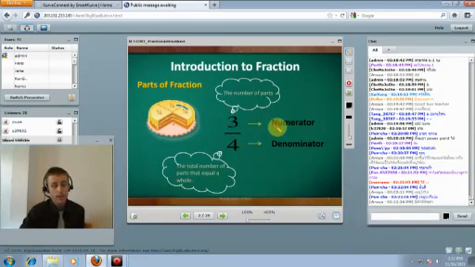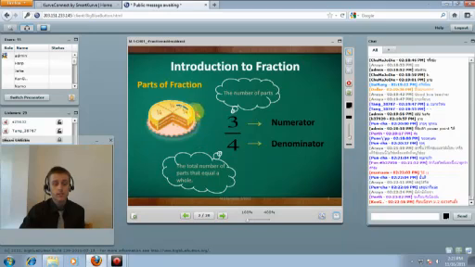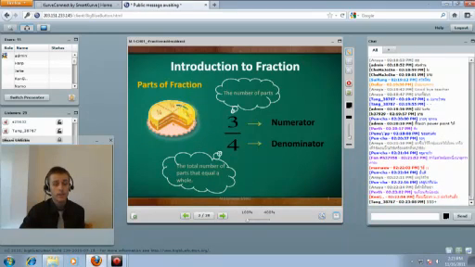The top number in a fraction is called the numerator. And the bottom number, the denominator. So the denominator is the total number of parts that equal a whole. In this cake, it is 4. And the numerator is the number of parts. In this picture, we have 3. We have 3 pieces of cake out of 4.